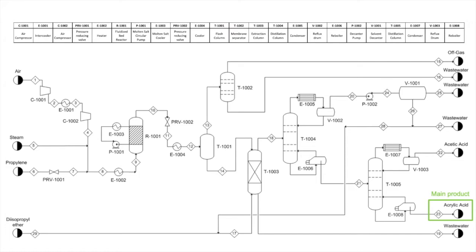Furthermore, as a proactive step for the sustainability of our process, we have designed a recycle stream for the diisopropyl ether. This is possible by adding a gravitational decanter to separate the diisopropyl ether from the water mixture and reuse it as a solvent in the extraction column.